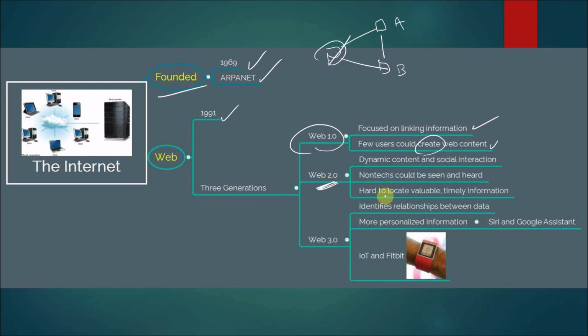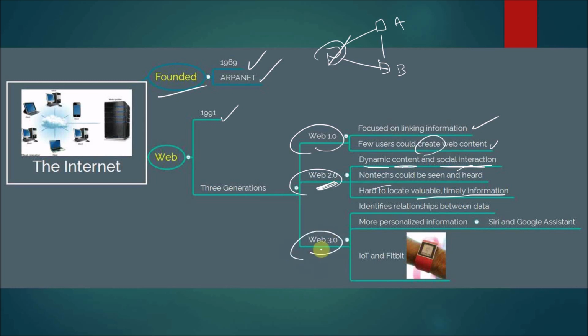Today, all right, we're more familiar with Web 2.0. This is where we have dynamic content and social interaction, where non-text could be seen and heard. Folks like us, intro to computer students, can put their information in social media and they can see our information. We can create blogs if we wanted to. All right. However, it is hard to locate valuable and timely information using Web 2.0.